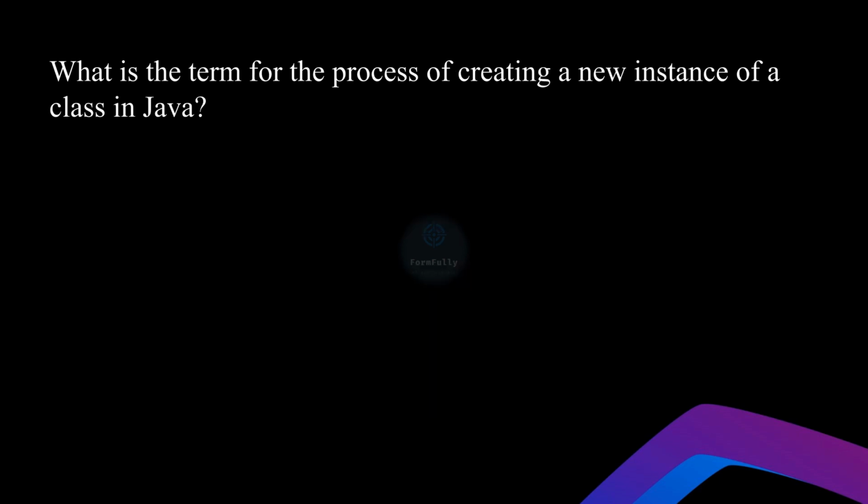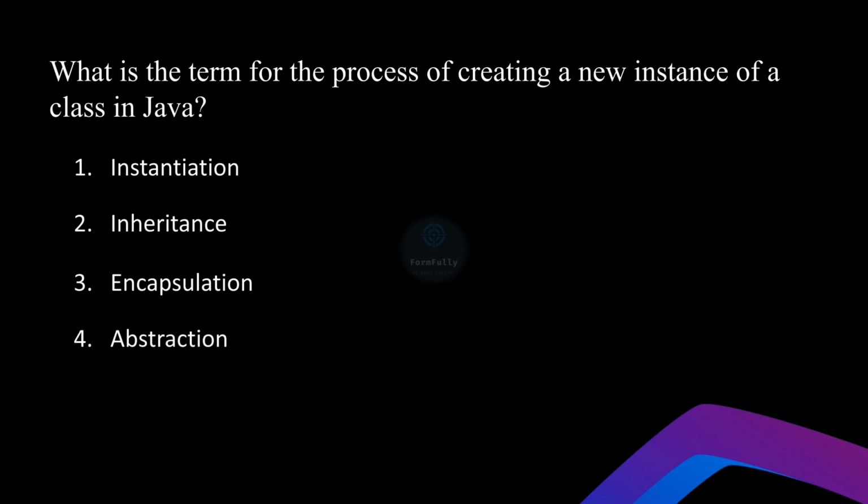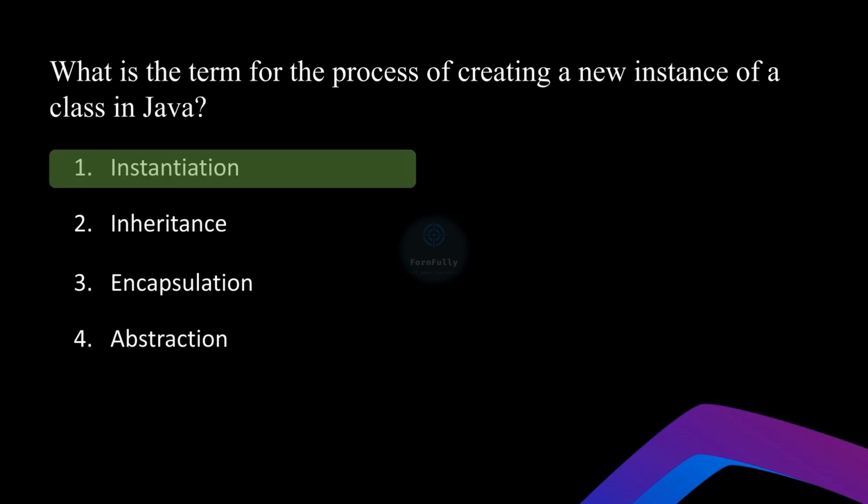Moving to the next question. What is the term for the process of creating a new instance of a class in Java? Instantiation, inheritance, encapsulation, abstraction. Instantiation is the process of creating a new instance of a class in Java. Inheritance is about creating a new class based on an existing class. Encapsulation is about bundling data and methods into a class. Abstraction is a concept that focuses on simplifying complex systems. So the correct option is instantiation.